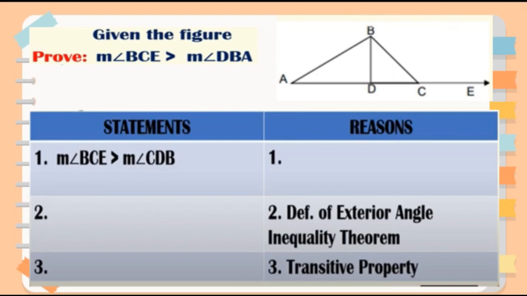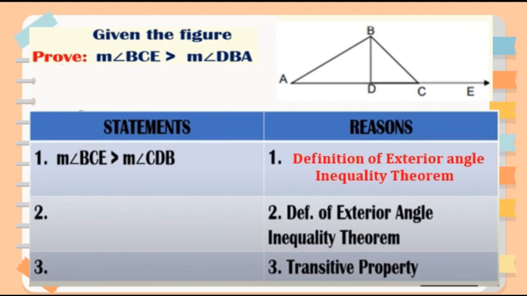For our first statement, the measure of angle BCE is greater than the measure of angle CDB. So what is the reason? Definition of exterior angle inequality theorem. Next, what is the second statement? With the recent definition of exterior angle inequality theorem, angle CDB is greater than angle DBA. Again, the reason is the exterior angle inequality theorem.